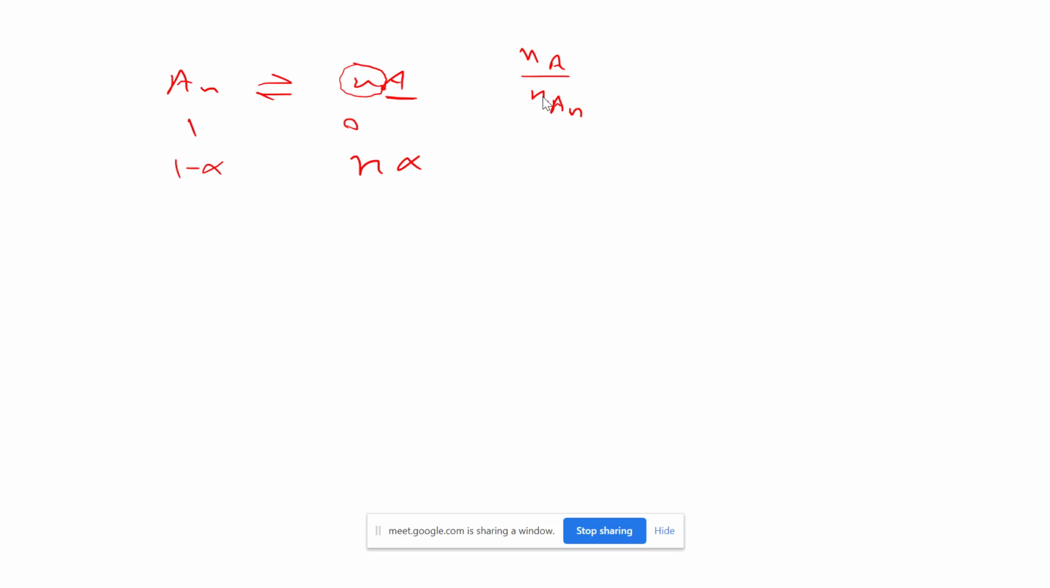And you can just find this in an easy way, like moles of A upon moles of A_n. The formula of reactant is A_n and the formula of this product is A. The moles produced for A and moles reacted for A_n will always be in the ratio of their stoichiometric coefficients. So what is the coefficient of A? n. What is the coefficient of A_n? That is 1.